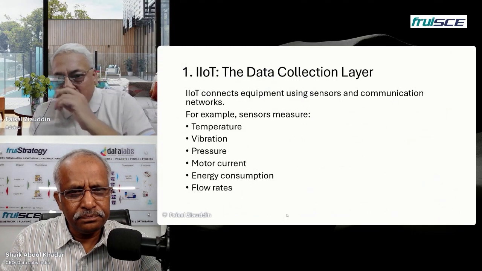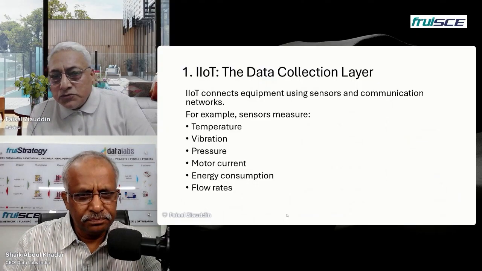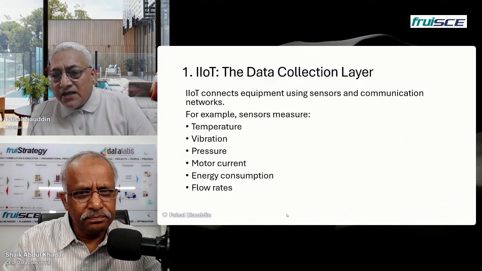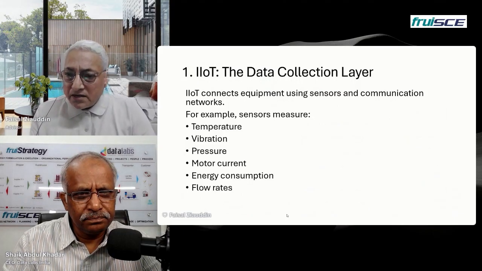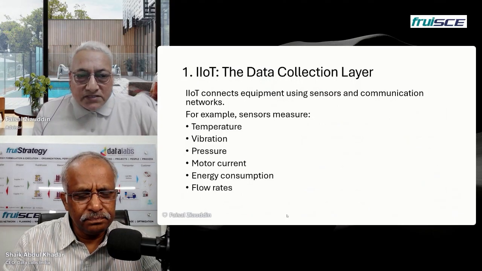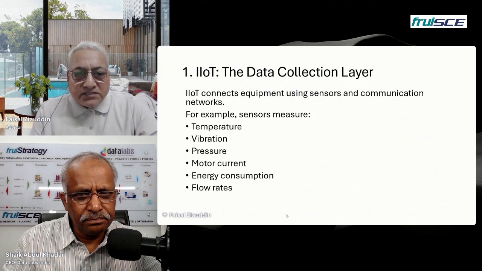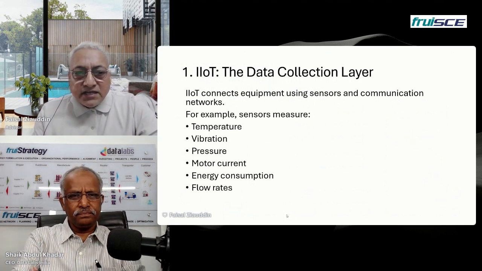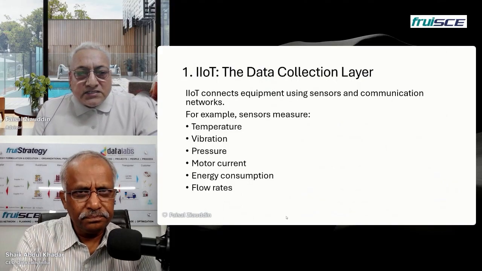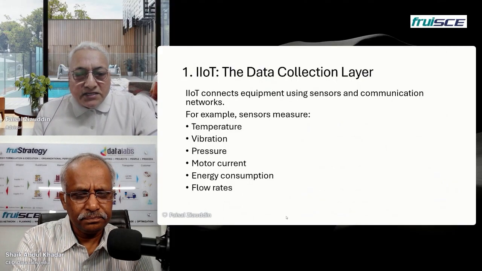First layer, IoT connects equipment using sensors and a communication network. For example, sensors measure temperature, vibration, pressure, motor current, energy consumption, and flow rates. For example, a pump has vibration and temperature sensors sending readings every second. And these send data to edge devices, gateways, cloud platforms, or on-premises systems.